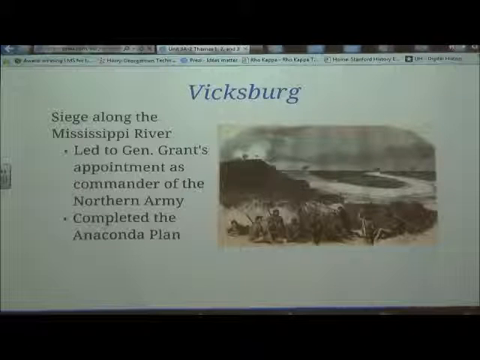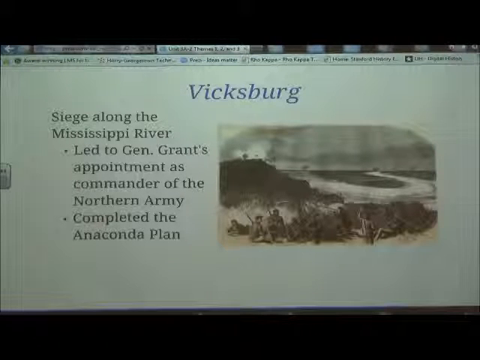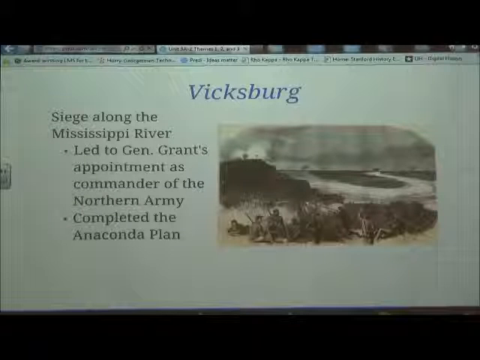Horrible stories in Vicksburg about people eating whatever they could find, rats and dogs and that fun stuff. This victory at Vicksburg gave the Union control of the Mississippi River, and it finally completed that Anaconda Plan, which had been now 3 years trying to get set up.